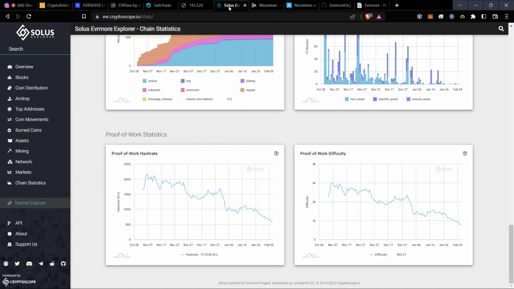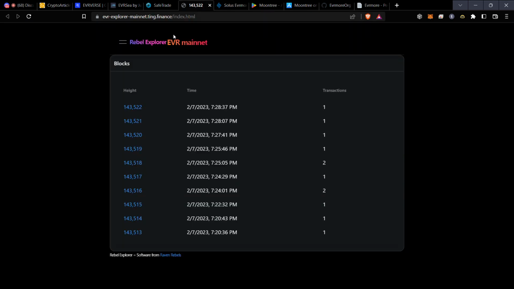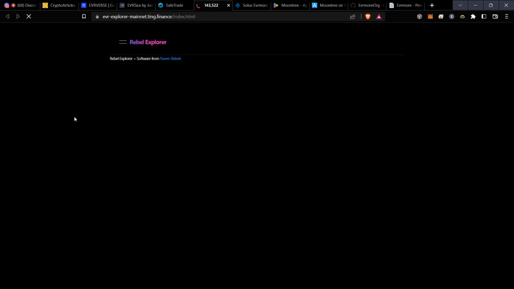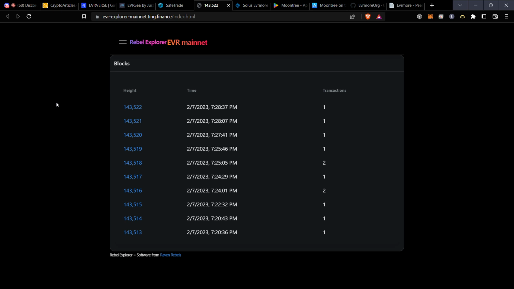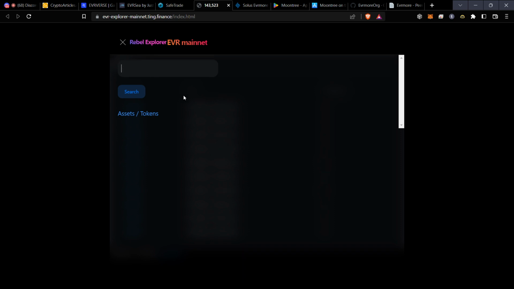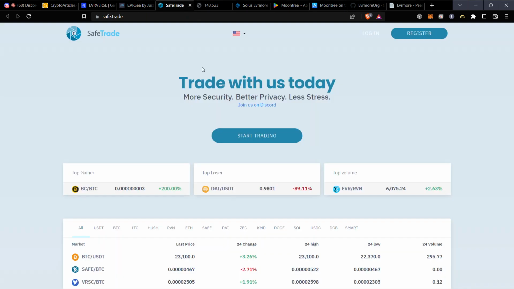Testnet Explorer. Let's see what we got going on here. Oh, we don't need to look at testnet. Let's move on. What do we have here? The Rebel Explorer Evrmore mainnet. Okay, let's refresh that. See what we have here. Well, it looks like just a generic Explorer, just with the current transactions here from, it looks like, Raven Rebels. Well, thank you. Let's see what else we have here. If you just want to search your address or assets. Okay, cool. There it is. Check that out.